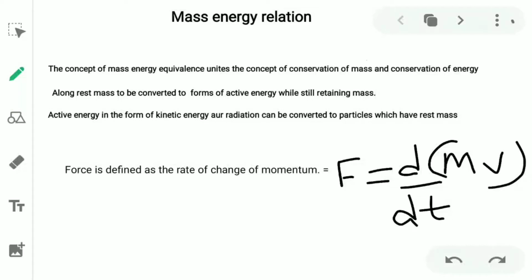Mass energy relations. In this video, we are going to derive the mass energy relation of Einstein's equation. We know that force is defined as the rate of change of momentum. In mathematical terms, F is equal to the derivative of momentum.